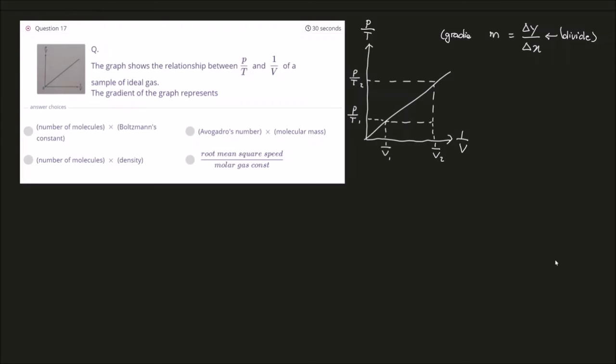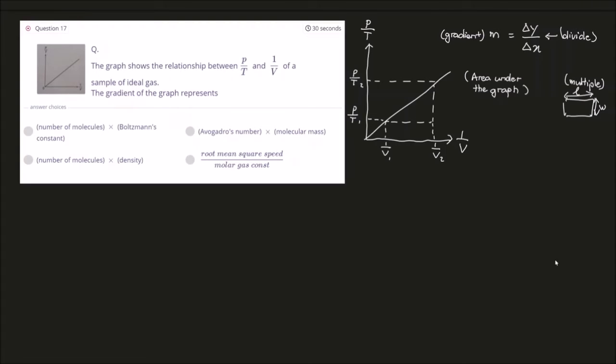Okay, but if you are finding area under the graph, then it's multiply. If it's area under the graph, then the thing should be a multiply, because when you're finding an area, you take the length times the width, right? You don't divide. That's why area comes from multiply. So now we know that if you're finding gradient, it should be a divide.